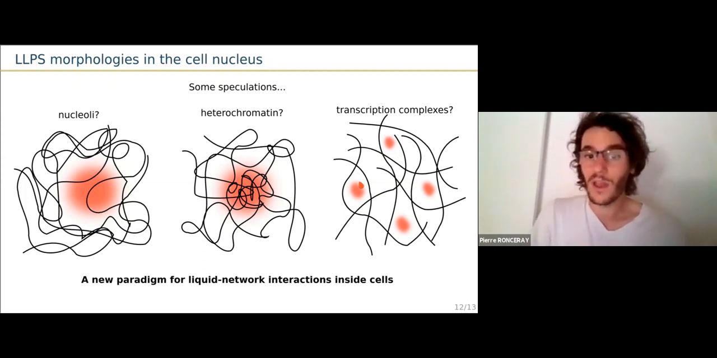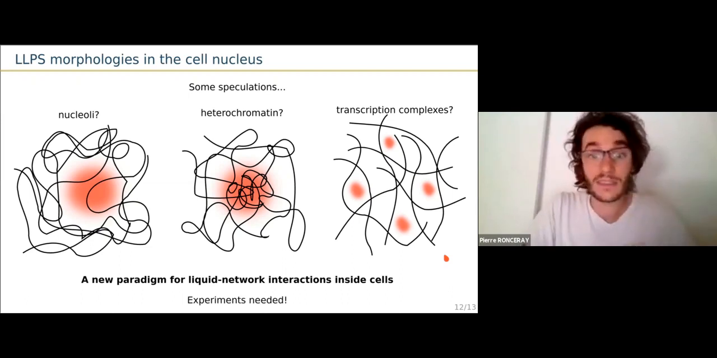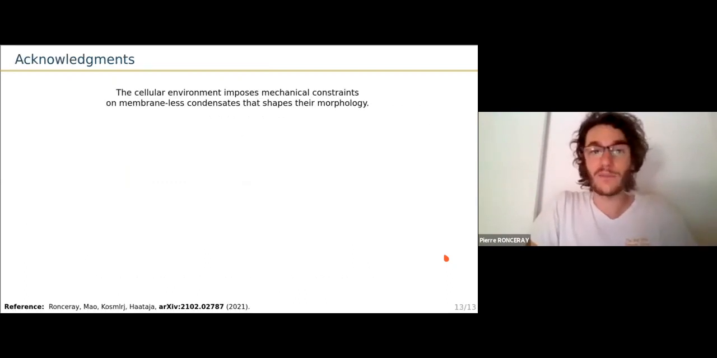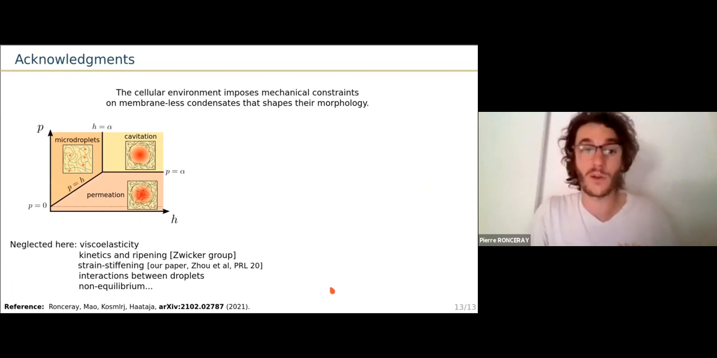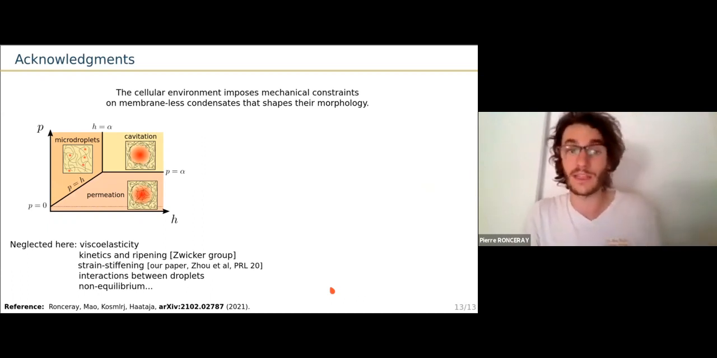All in all, we have a new paradigm for liquid-network interaction inside cells with a flurry of novel possibilities for the morphologies of these systems. There's need for experimental work, as well as the need for extending this theory in the direction of exploring the many things we've neglected so far.